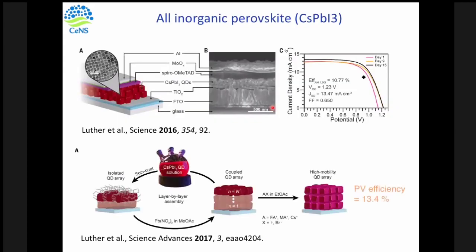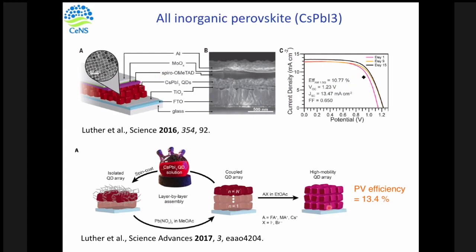Okay, good. So this is one example. This one is from Luther from NREL. They published in 2017 that the photovoltaic efficiency of this cesium lead iodide nanocrystal based solar cell is around 13.4%. I think in 2016, the same group first reported the device with 10.77%. In both cases, they are using cesium lead iodide.